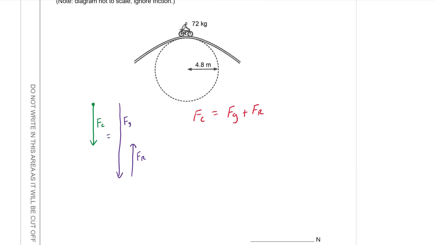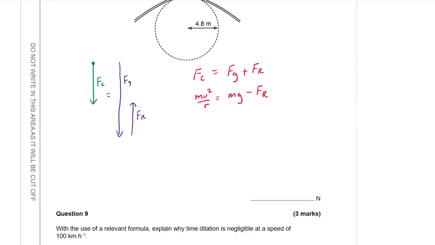Or in this particular case, if I were to sum those up, if I were to say downwards is positive, I would say mv squared on r is equal to mg. And since the reaction force is acting upwards, then I would say subtract that reaction force, like so. So now that I've got the directionality sorted, I can say that the reaction force is therefore going to be equal to mg take mv squared on r, and subbing those values in, 72 times 9.8 subtract 72 times 6 squared over 4.8.